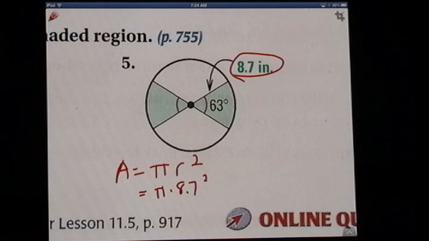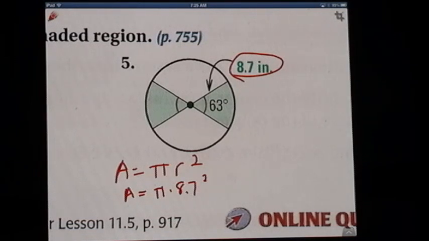Don't let decimals bother you. You have a calculator. Don't let fractions bother you. Just use your calculator to convert them to decimals. Make sure that you show me everything that you're doing so that if you make a mistake, I can give you credit. So we have 8.7 squared times, and we're just going to use the pi button this time, for those of you who like that pi button. The area is equal to 237.79 inches squared.